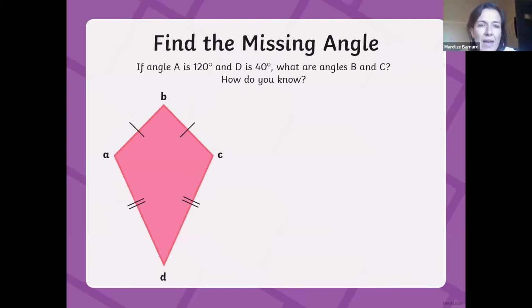Right. So here we have, if angle A is 120 and D is 40, what are angles B and C? How do you know? So now angle A is 120 and D is 40. So let's first do angle C. I think C is going to be 120. Ayabunga, that's right. How do you know? Opposite angles of a kite. Nice.